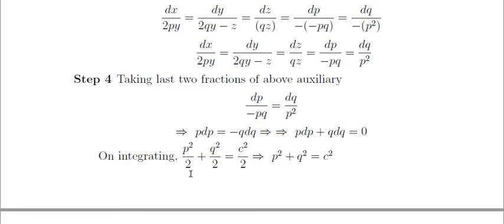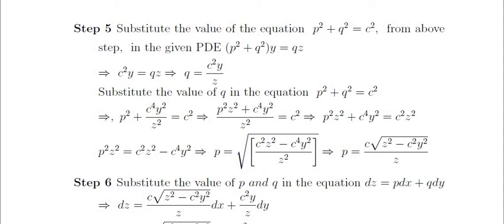It is a differential equation in variable separable form. Then integrating, p square by 2 plus q square by 2 equal to c square by 2. Multiplying with 2, we got p square plus q square equal to c square. Substitute this equation p square plus q square equal to c square in the given partial differential equation p square plus q square of y equal to qz, which implies c square y equal to qz, which implies q is equal to c square y by z.